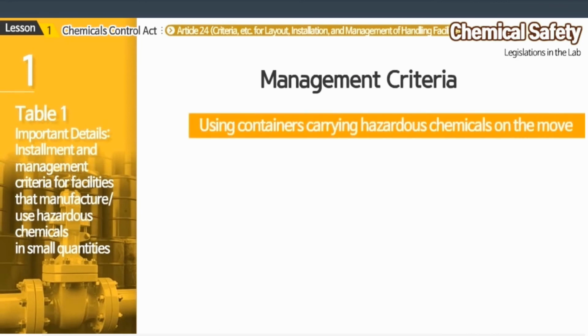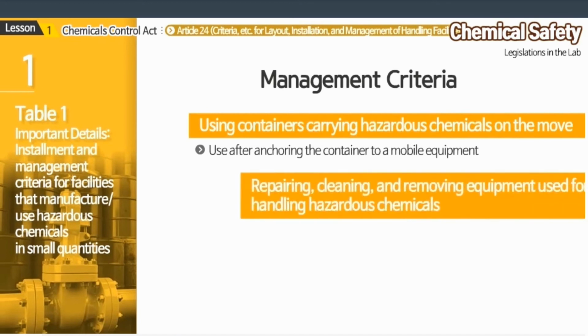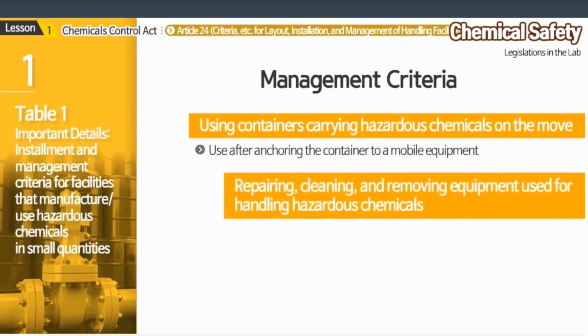When using containers carrying hazardous chemicals on the move, they must be anchored to a mobile equipment first. When repairing, cleaning, and removing equipment used for handling hazardous chemicals, measures required to ensure the safety handling the equipment must be implemented.